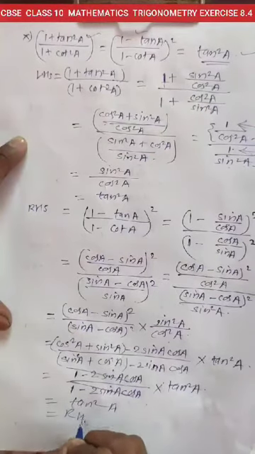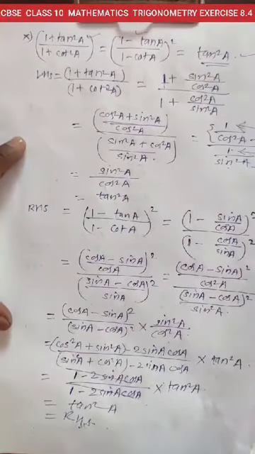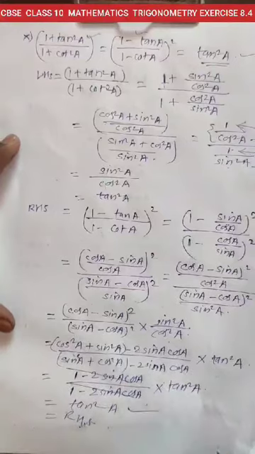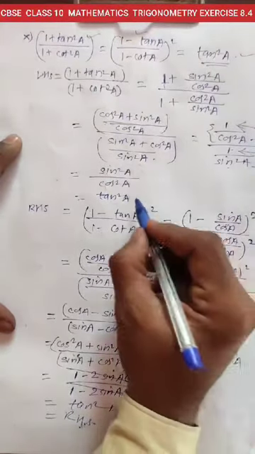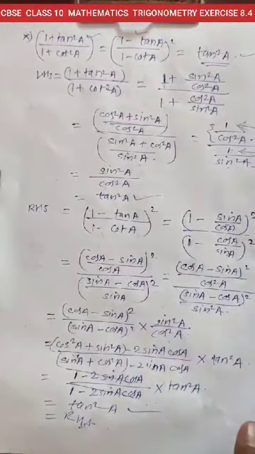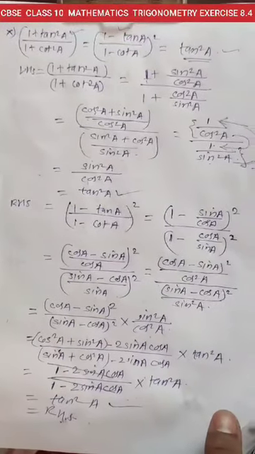So here this term is the RHS. Okay, so both the expressions are the same, tan²A and also tan²A. So this is the proof of this example.